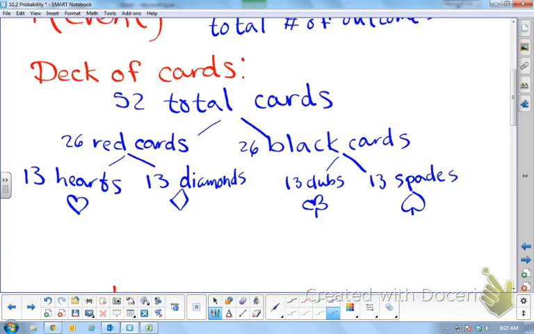There's also a second way to split up our deck of cards. We have 4 of each type of card. So we would have 1 heart, 1 diamond, 1 club, 1 spade. Like we'd have 1 ace of hearts, 1 ace of diamonds, 1 ace of clubs, 1 ace of spades, 1 2 of hearts, 1 2 of diamonds, 1 2 of clubs, 1 2 of spades. So we have 4 of each kind.